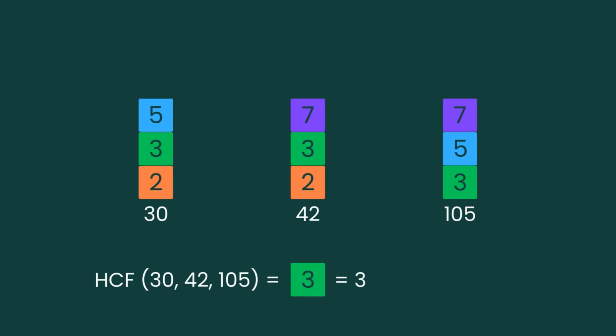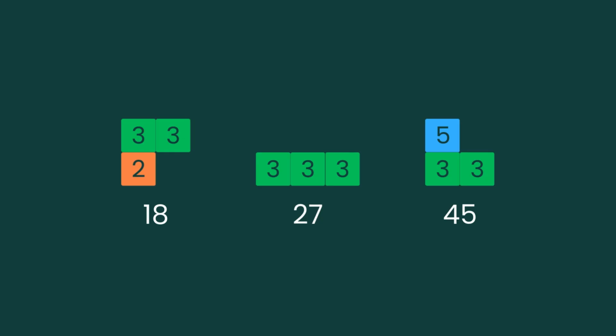Here is a challenge for you. Can you find the HCF of 18, 27, and 45? Look carefully at their number buildings and identify the largest group of prime cards common among all three buildings.